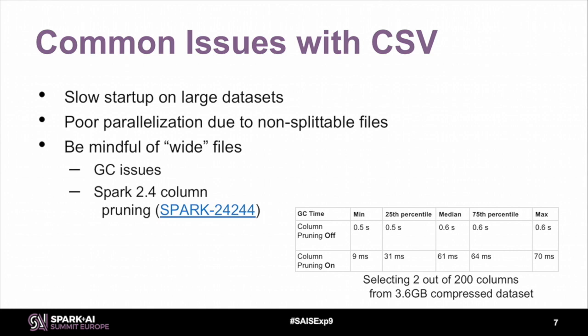Now, luckily, there's a feature that's coming out in Spark 2.4 that will help this a little bit, where it'll actually do column pruning as it's loading the data. And that helps a lot. I've seen it help, especially with garbage collection issues. So here's an example where with column pruning off, loading 2 columns out of a data set with 200 columns, the task with column pruning off, we're basically spending half of a second just doing garbage collection, just due to the number of objects that were getting generated. With column pruning on, that got cut down significantly.